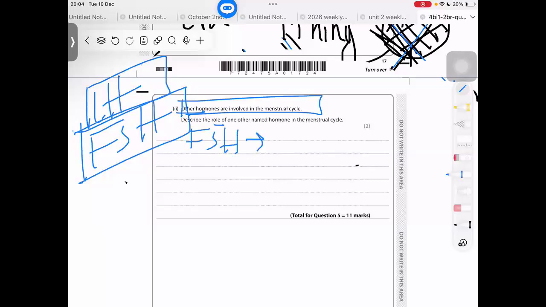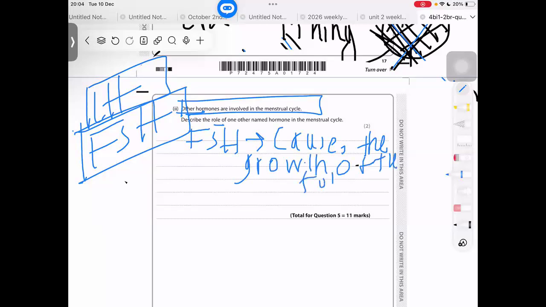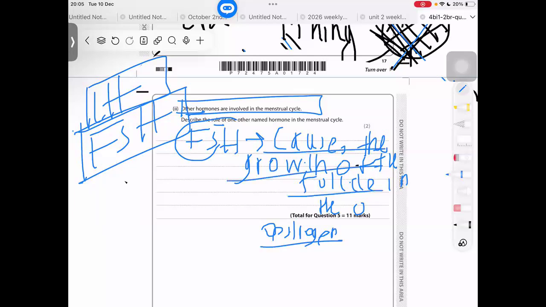I already told you. It causes the growth of the follicle in the ovary. Not just that, the FSH hormone also releases estrogen. FSH causes the growth of the follicle in the ovary, and it also releases estrogen, right?